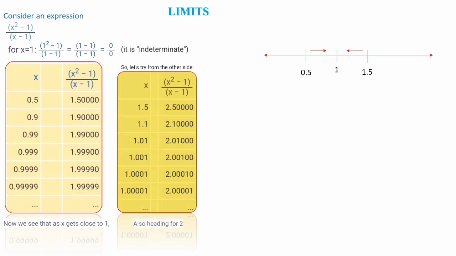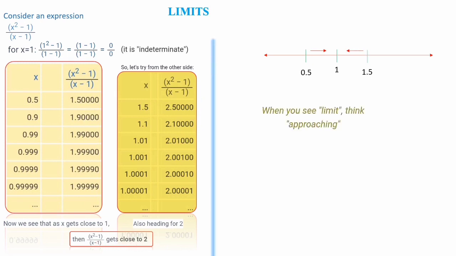So here also the value of the function is heading towards 2. Then we can say that x square minus 1 divided by x minus 1 gets closer to 2. In these two conditions also, the value of the function is tending towards 2. And here the concept of limit comes. When you see limit, think it is approaching.